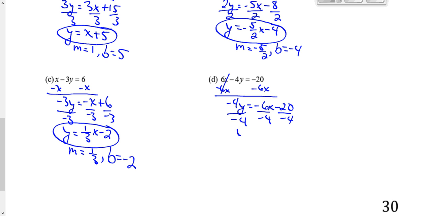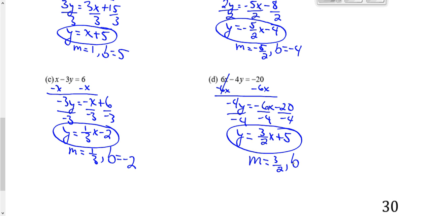So we get y equals, this is going to be positive, and what's 6/4 in lowest terms? 3/2. So 3/2 x, what? Plus 5. What's the slope? 3/2. And what's the y-intercept? 5. Now you can graph it because it's in y equals mx plus b form, yeah?